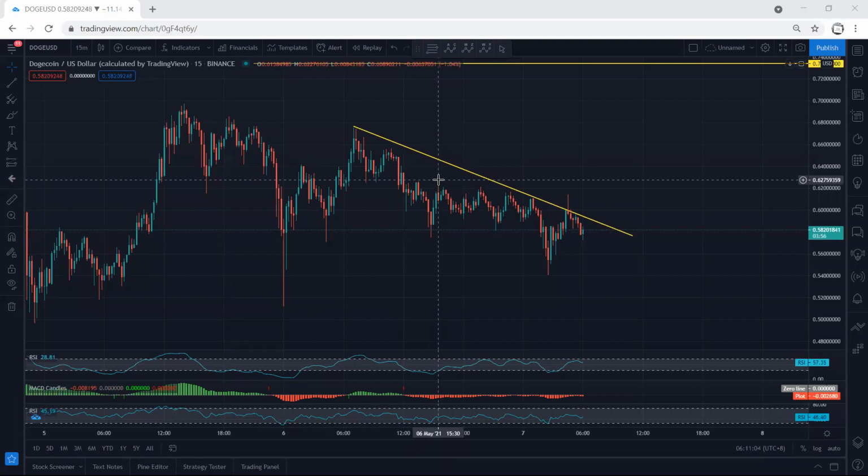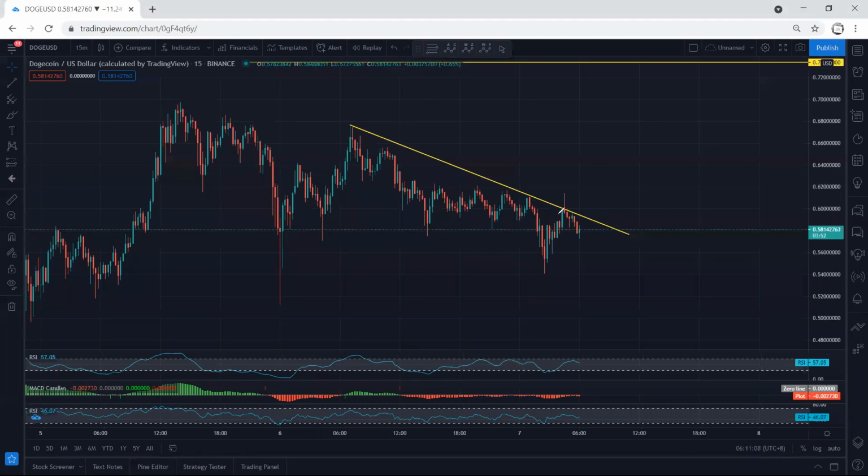0.627. Okay, somewhere around here. And what we want is the price to break and continue. But if the price is not moving within the first hour, we take out the trade. But having a trade above this is really risky. It depends on the traders whether they can manage it or not.